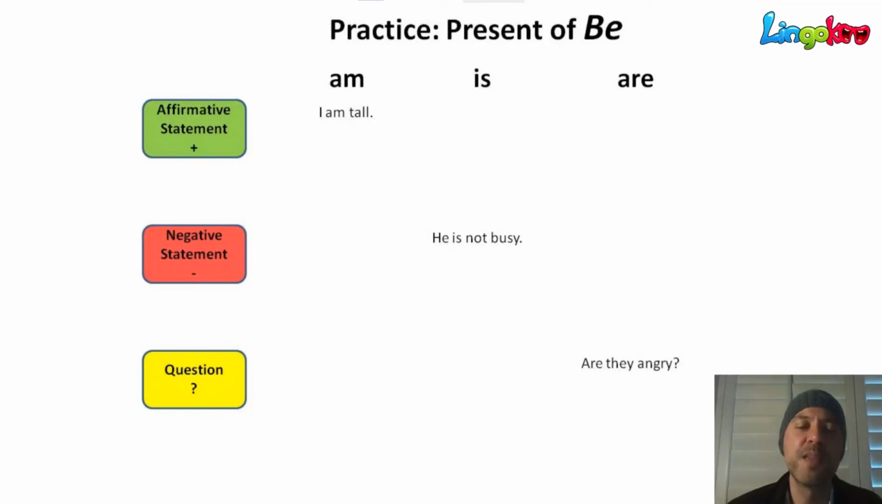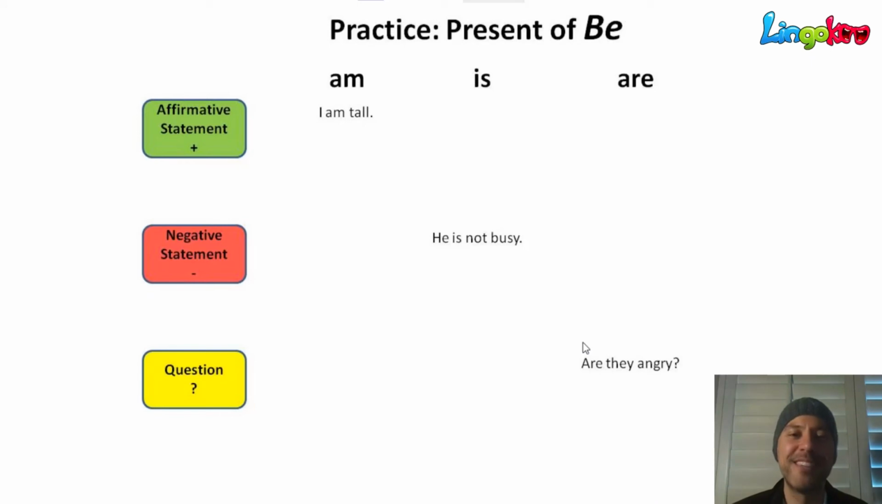Now it's your turn. So now you're going to practice, and I wrote for you a couple of sentences. For example, I wrote the affirmative statement, I am tall. And what I want you to do is write the negative statement and the question. Then here in the middle, I wrote the negative statement, he is not busy. I want you to write the affirmative statement and the question. And then the last one, where we have the are form of the present of be, I want you to write the affirmative statement and the negative statement. So go ahead and pause the video right now. Try out the exercises by yourself. And then when you hit play, we'll look at these together.